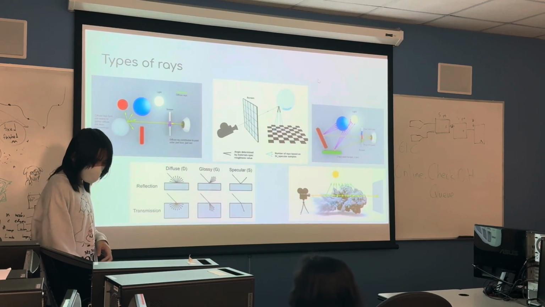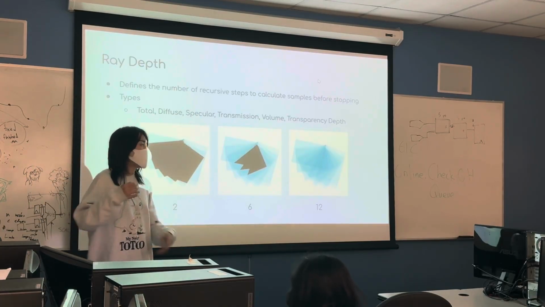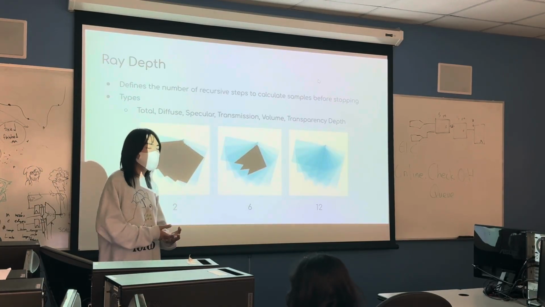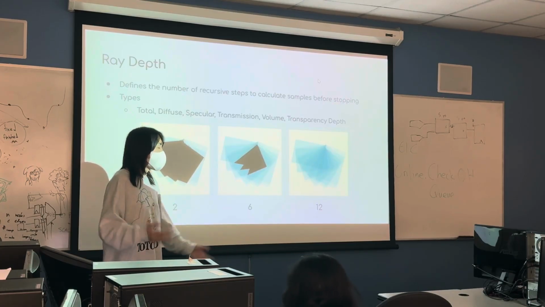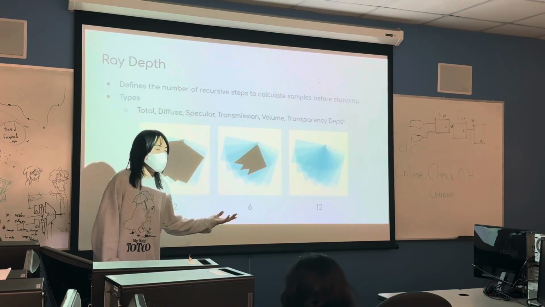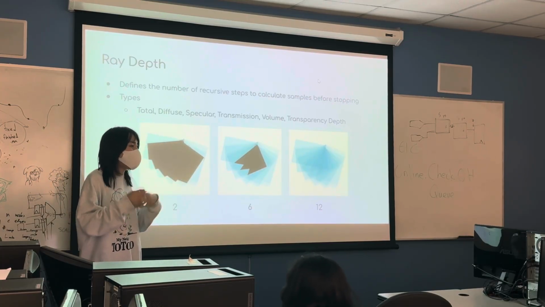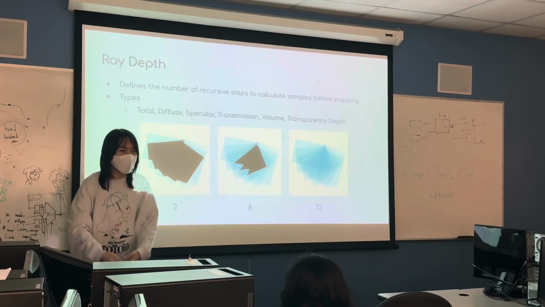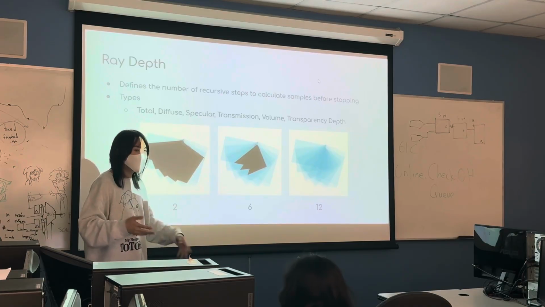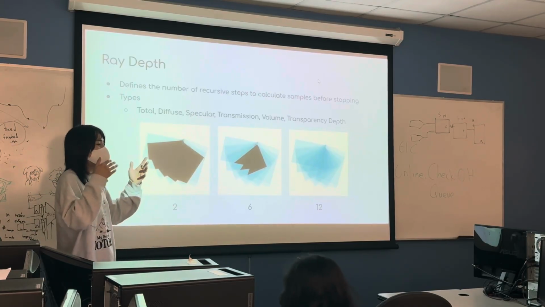Okay. Next, let's talk about ray depth. Just like the whole thing about approximation, in real life, light can bounce around infinitely, right? In the digital world, we need to truncate that. We can't test a ray hitting an object, and then another object, and another object, infinitely. So we need to define a depth to just give up, essentially.